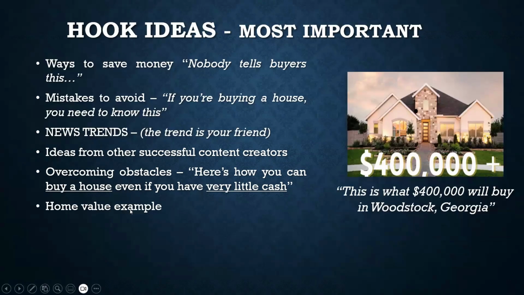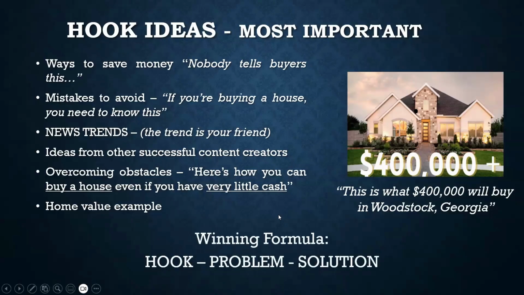Home value examples, these always do well. You can either do a still shot, or if you're at the property, you can walk through and pick a round number and say, here's what $400,000 will buy you in Woodstock, Georgia. A lot of them use a round number like $1 million. They go to different areas. Here's what $1 million buys in Buckhead. Here's what $1 million buys in Forsyth County. Invariably, you'll get all the people from California going, oh my God, that would be like $10 million if that was here.